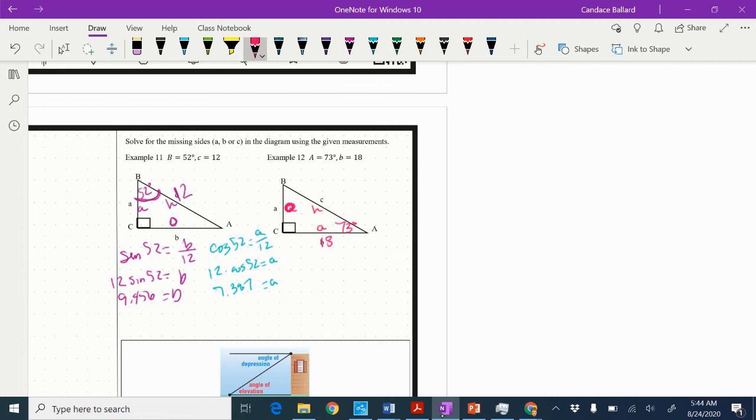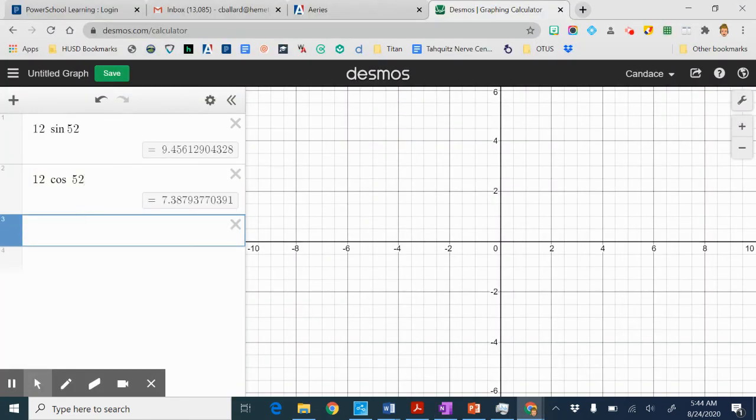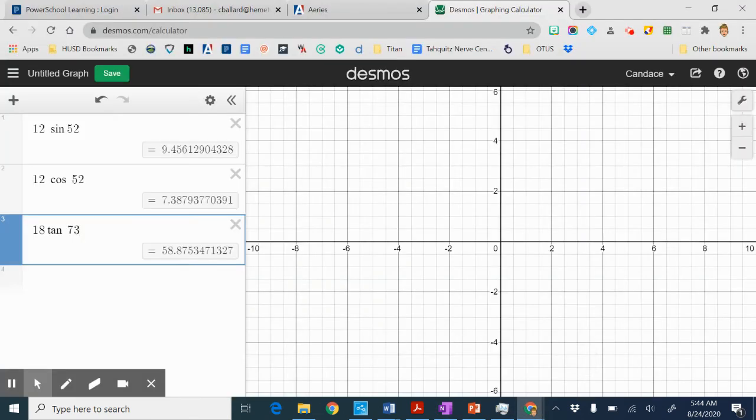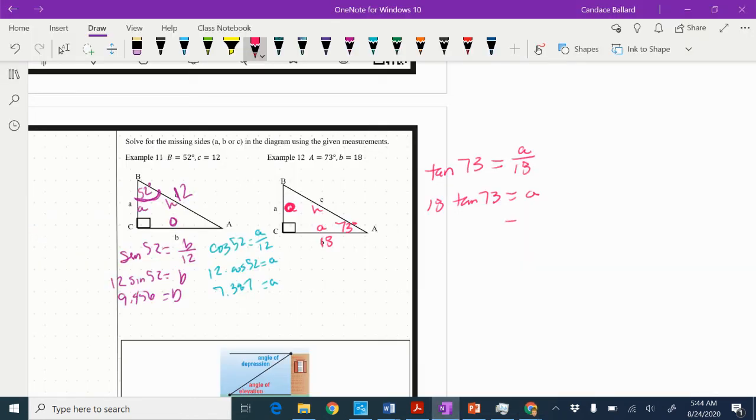So this one's a little bit different. So I'm going to start with the tangent of 73 equals the opposite A over 18. So this looks very similar to the last ones. I'm going to multiply both sides by 18. All right, and I'm going to go ahead and put that into my Desmos calculator. So 18 times the tangent of, it was 73, right? Let's double check. Yep. So that turns out to be 58.875.